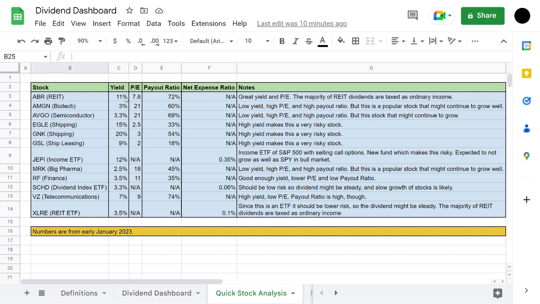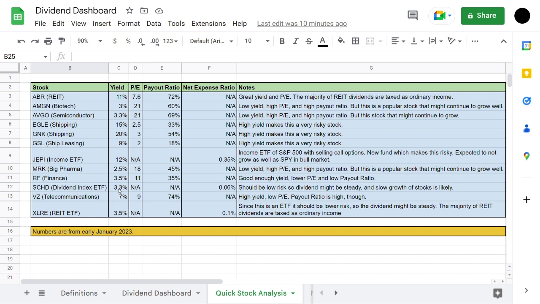Although REITs seem to have a higher dividend yield. It might be a little more risky, but then I've got this XLRE ETF. That has lots of REITs, so that's going to be probably a little more stable, perhaps to offset the risk of the ABR REIT. Most importantly, the SCHD is an ETF at 3.3%.